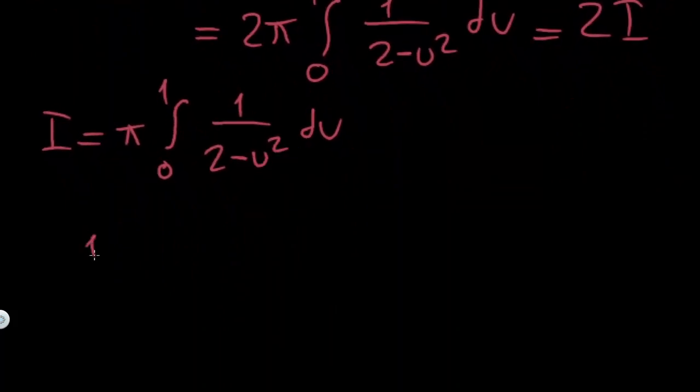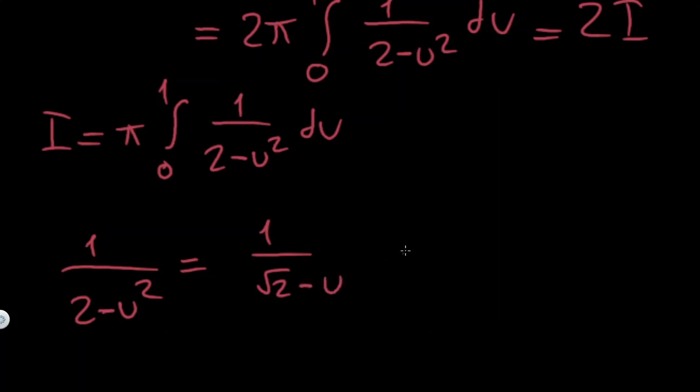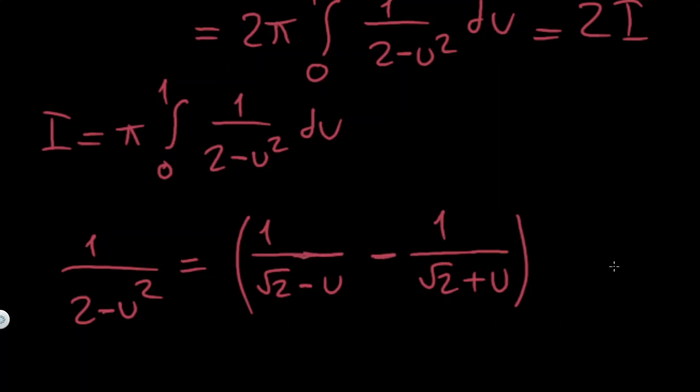And so I will write 2 minus u squared as, if I just factor this thing, square root of 2 minus u and square root of 2 plus u. So I can try to write, would this work if I write it like this, square root of 2 plus u. I will have a plus or minus in between, and I will get a constant here.